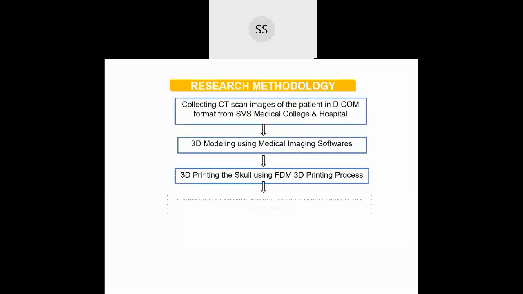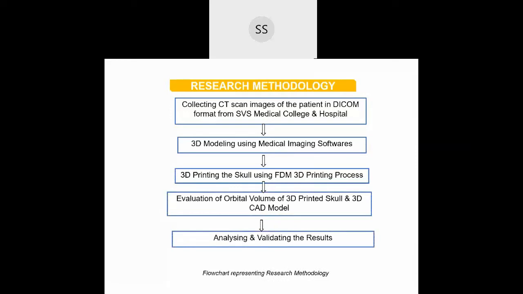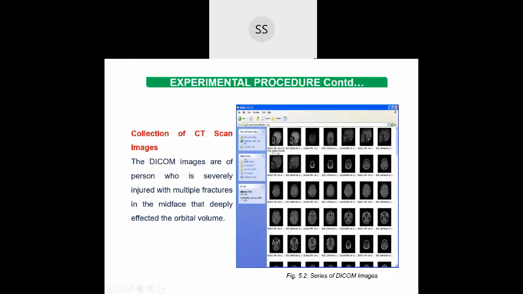For this, we collect the CT scan image of the patient in DICOM format from S-Face Medical College. Then 3D modeling is done using medical imaging software. Then you 3D print the skull using the FDM 3D printing process. You evaluate the orbital volume using the 3D printed model and the 3D CAD model, do the analysis, and validate the results.